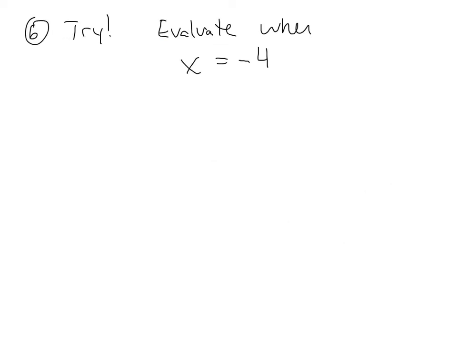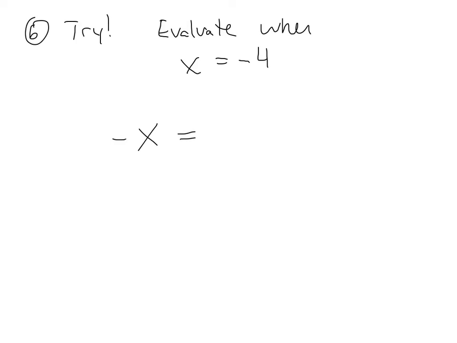All right, so real quick, let's talk about something we run into a lot. Again, we're talking about evaluating when a variable is equal to some number. But what if we saw that, and they said evaluate when x equals negative 4? Well, what does that mean? Let's talk about what this thing means. Negative x, what does it actually mean?